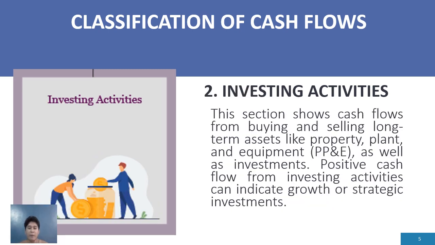The second one is the investing activities. This section shows cash flows from buying and selling long-term assets. So those are the property, plant, and equipment or the investments that you're going to purchase or going to sell. Positive cash flow from the investing activities indicates growth or it could be a good investment for your business.